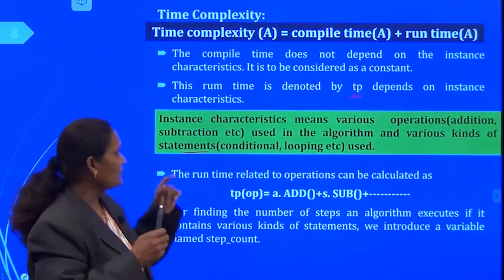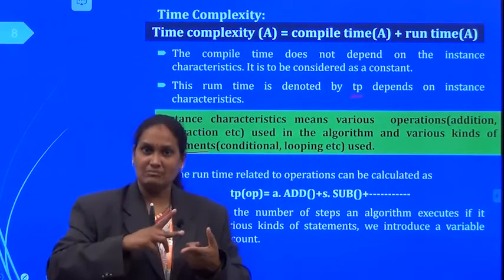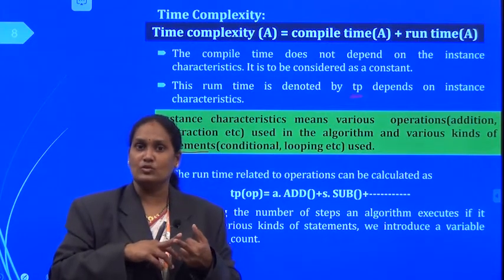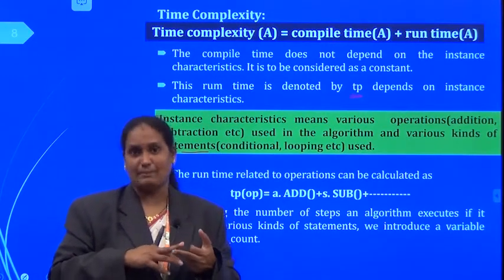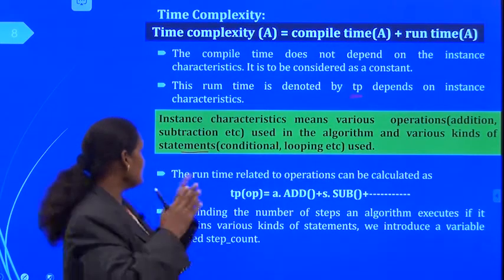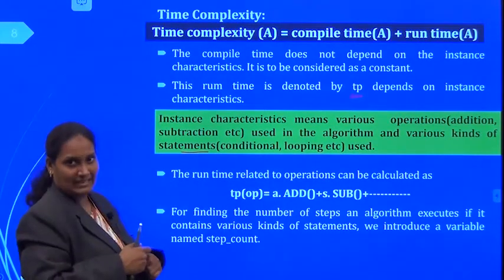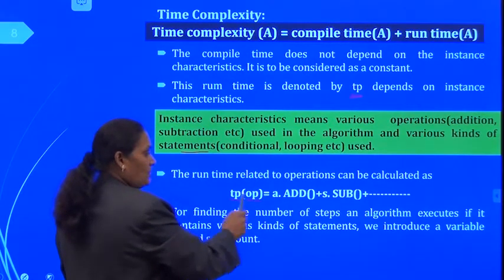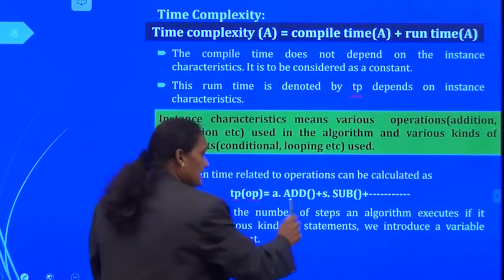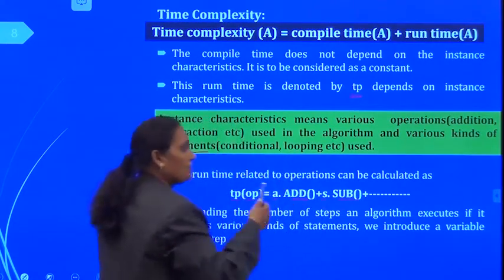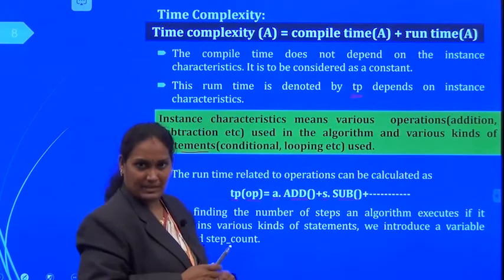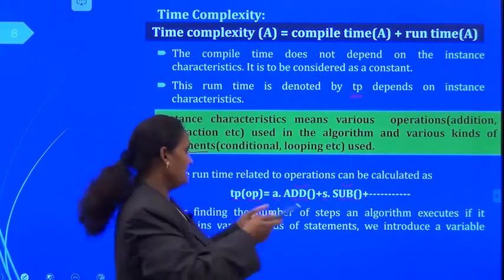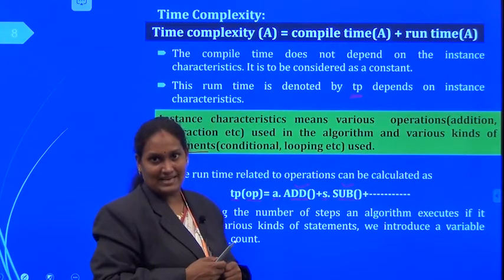What are the two times that we need to calculate to obtain the runtime? The time required to perform the operations and the time required to execute various statements that we are representing in our algorithm. Now let us see the time required for operations. How to calculate the time required for operations? Here TP of operations, that is runtime of operations, is equal to A into add, S into subtraction plus so on. Suppose for example, your algorithm contains addition operation, subtraction operation. That I represented the TP of OP like this.